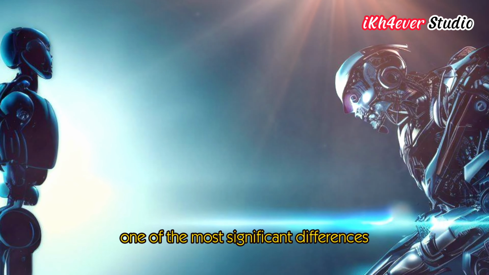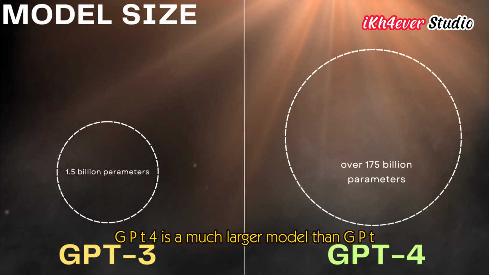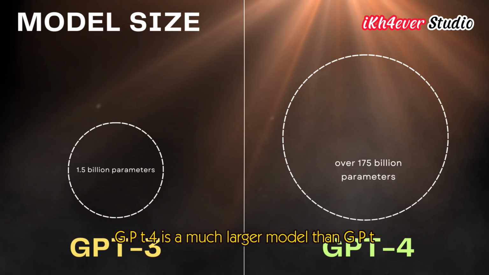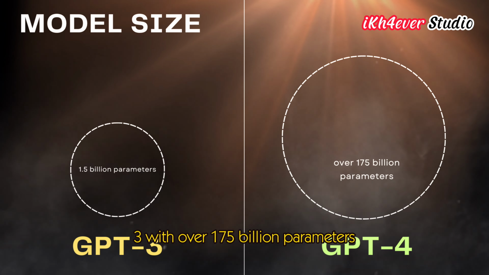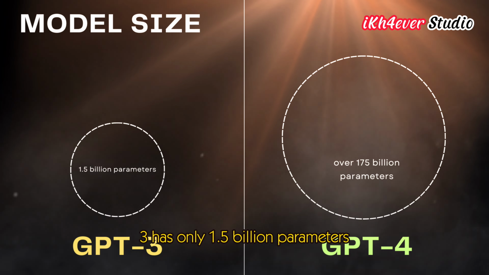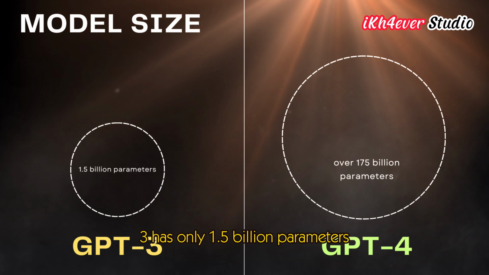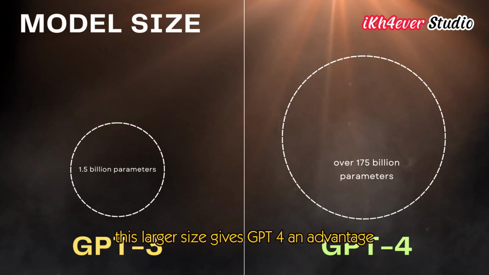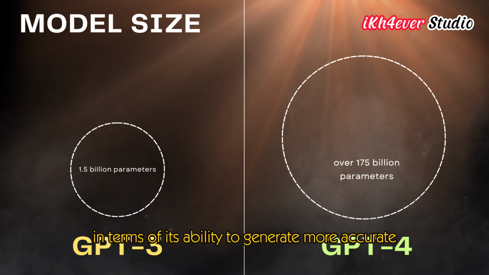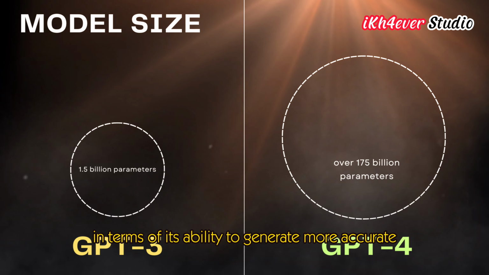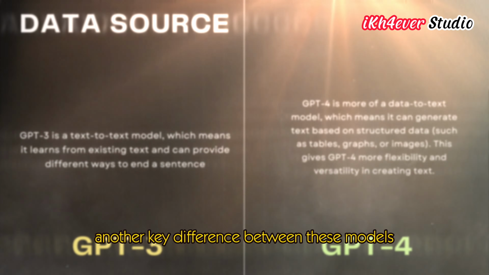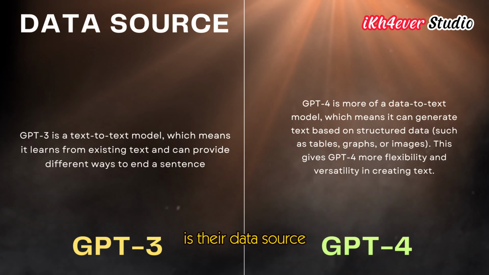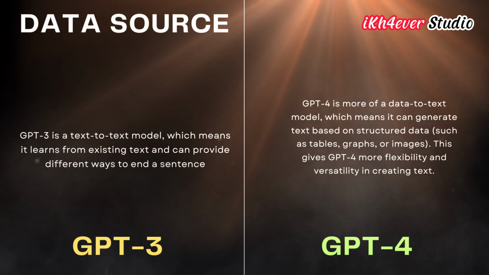One of the most significant differences between these two models is their size. GPT-4 is a much larger model than GPT-3, with over 175 billion parameters, while GPT-3 has only 1.5 billion parameters. This larger size gives GPT-4 an advantage in terms of its ability to generate more accurate and sophisticated responses to given prompts. Another key difference between these models is their data source.